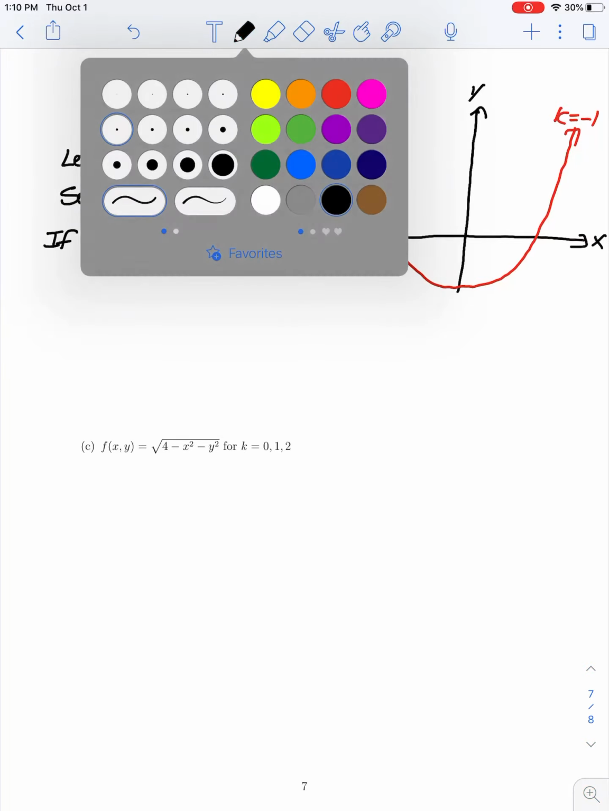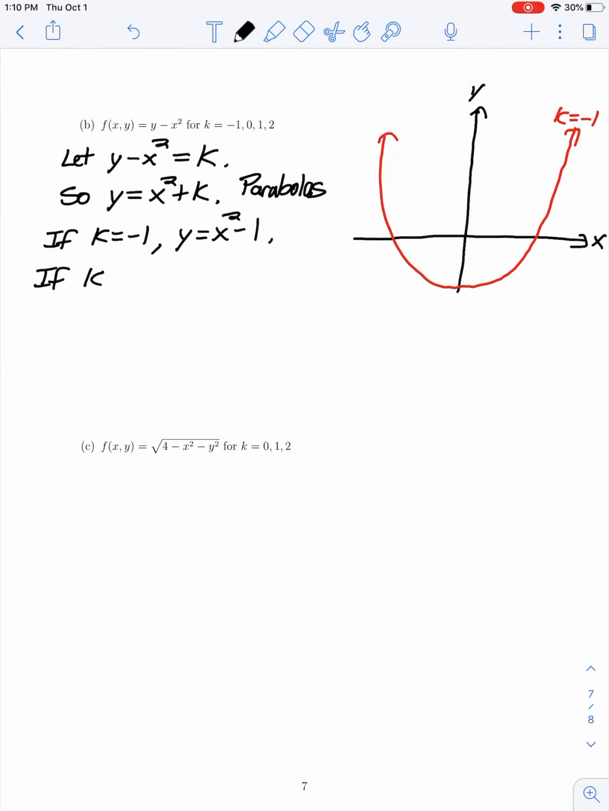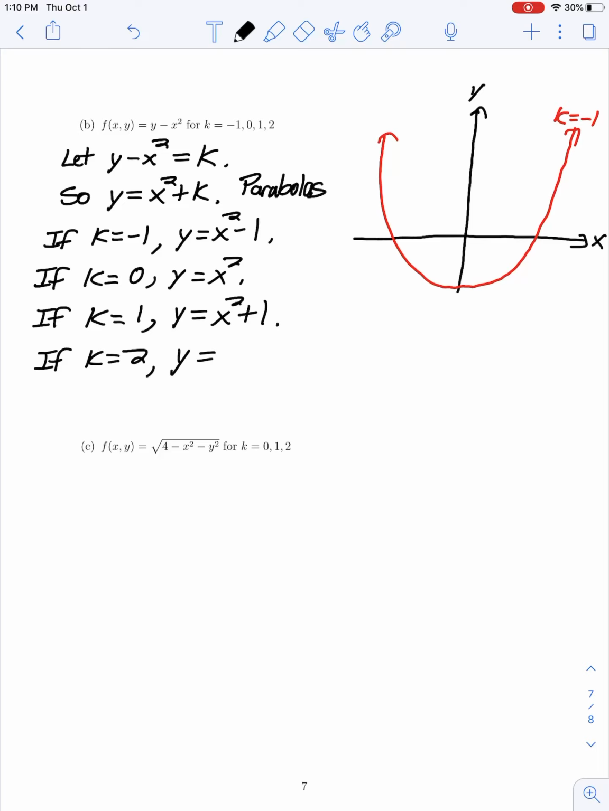If k is equal to 0, we have y equals x squared, which would be the parabola whose vertex is at the origin. And then similarly, if k is equal to 1, we have y equals x squared plus 1, so the parabola whose vertex would be at 0, 1. And if k is equal to 2, we would have the parabola y equals x squared plus 2, whose vertex would be at 0, 2.